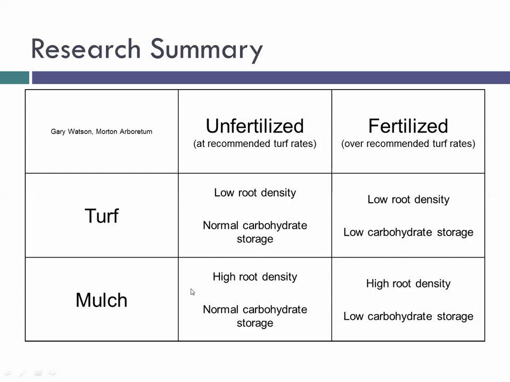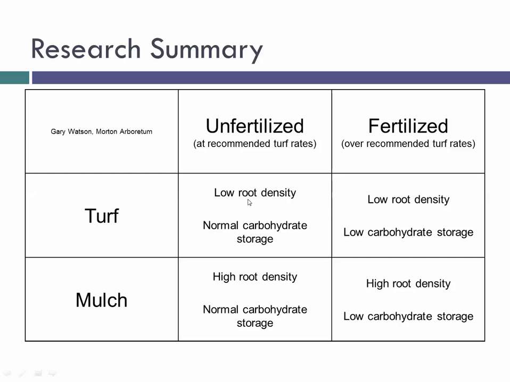And he's also looking at how much sugar is stored in those roots in situations where the plant is fertilized at turf rate. So this means that when you study the turf section, there's a recommendation for like 1 pound of nitrogen per 1,000 square feet. So the turf is being fertilized at recommended rates or beyond that. So here we're looking at over the recommended turf rates and how much sugars are in those roots.